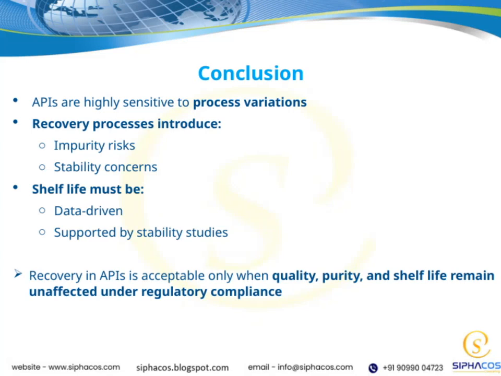In conclusion, it's important to remember that APIs are highly sensitive to process variations. Even small changes during recovery processes can introduce risks, such as impurities or stability issues that could compromise the final product. That's why any recovery step must be carefully managed and supported by solid, data-driven evidence. Stability studies play a crucial role here. They help us ensure that the API remains stable and maintains its intended shelf life.